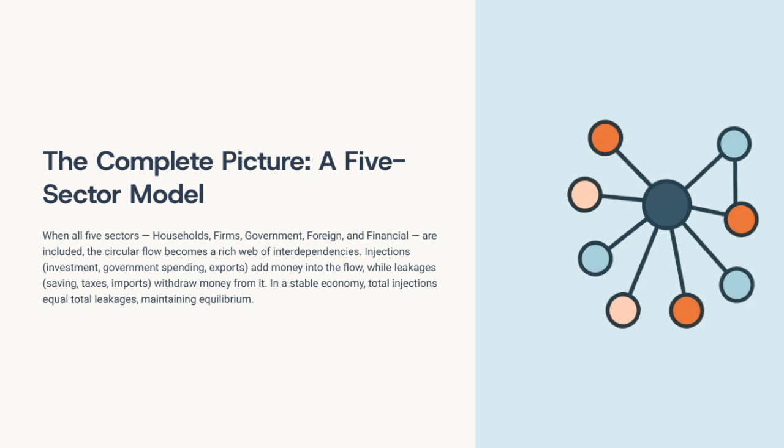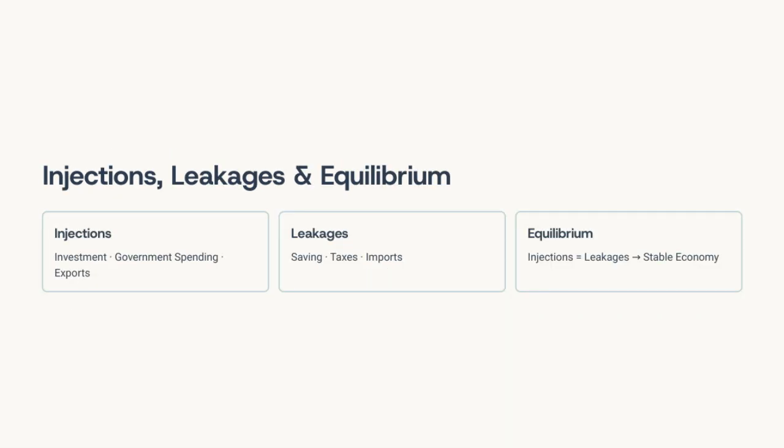So, this 5-sector model gives us a more complete picture of how an economy functions, highlighting the interconnectedness and the importance of balancing these flows to sustain stability. Now let's look at the relationship between injections and leakages and how they work together to maintain a stable economy.